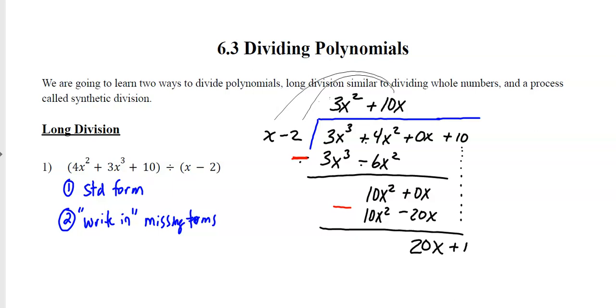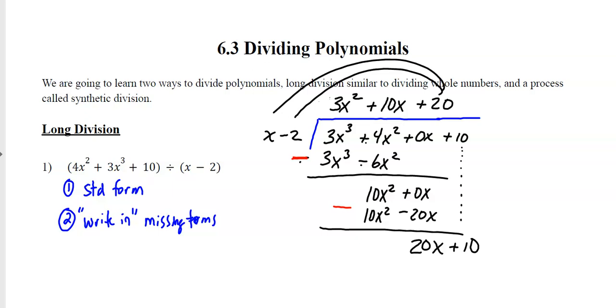Bring my plus 10 down. And now x goes into 20x. How many times? What goes in there? Positive 20 times. Now I have to come back and multiply that number on the outside by my 20. So it kind of just keeps repeating this process over and over and over.